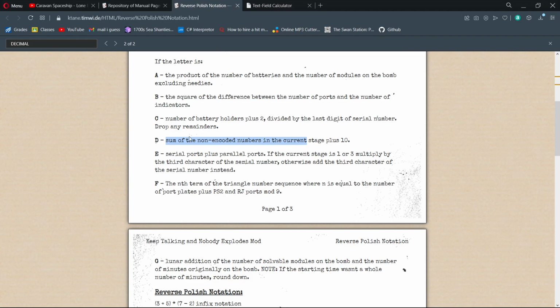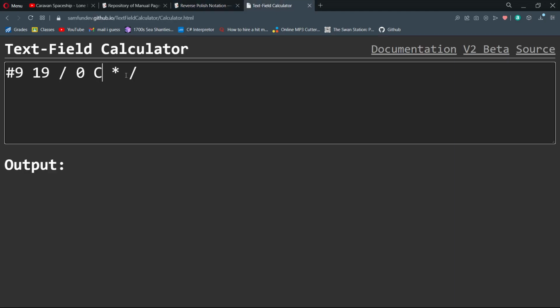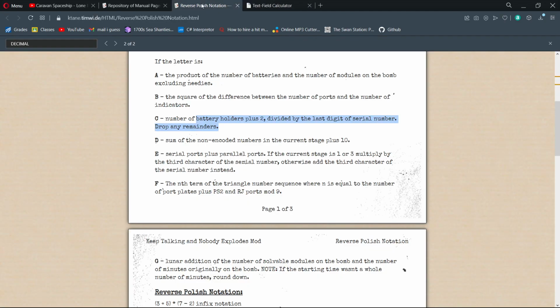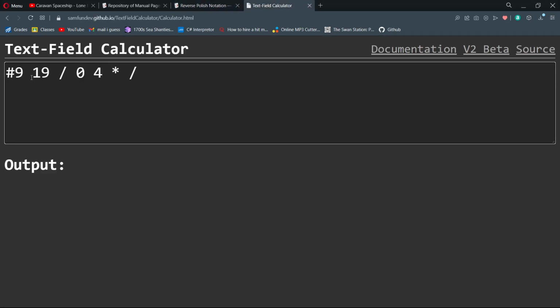Then we take a look at C, which is the number of battery holders plus 2 divided by the last digit of the serial number, and then we drop any remainders. So we have 2 battery holders, so our current number is 4, and the last digit of the serial number is 1, so 4 divided by 1 is just 4. Alright, and that's all the numbers we have to take care of.